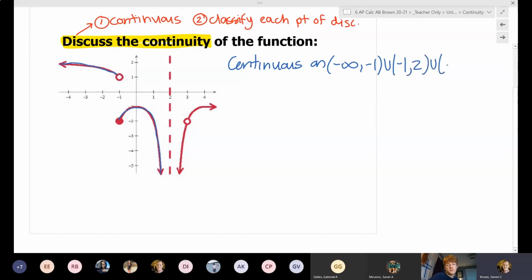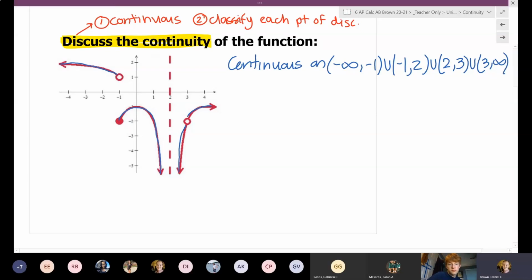So we skip over 2. And then the last time I end up picking my pencil up is at 3. So we can visually see that this graph is discontinuous in 3 places. Another way you can write that, again, interval notation to me is the easiest. You should be able to read interval notation.